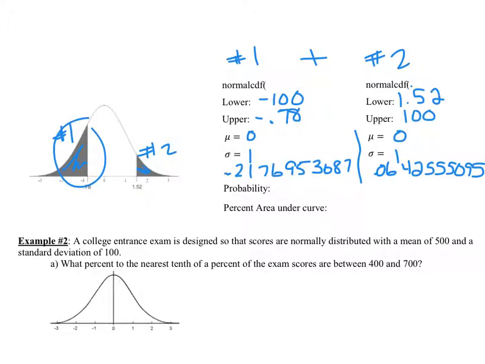Okay, this is what I got for the two of them. Yes, I got this decimal for number 1. I got this decimal for number 2. Remember, do not round until you've added them together.